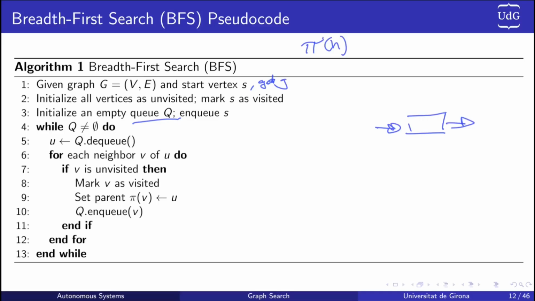Then we mark B, this neighbor, as visited. We say that to reach this vertex B, we have to do it from the vertex U, and then we put B in the queue. And that's all. We keep doing that until the queue is empty. And just by doing that, we apply the breadth first search algorithm.